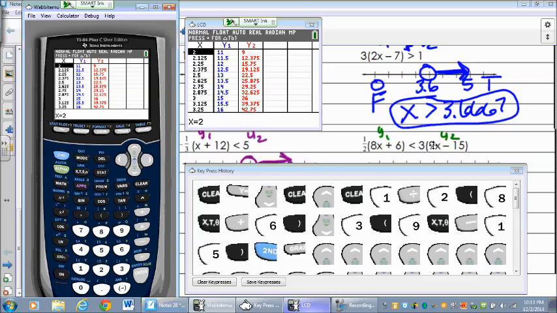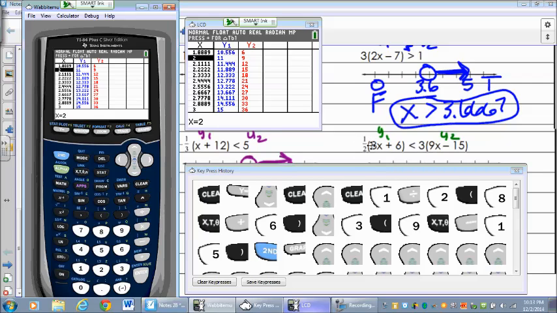Let's try the other x. This one has a 9. So let's do a table change. Let's do 1 divided by 9. Enter. And that one's a no-go also, but it's right in here. It's close to this value.